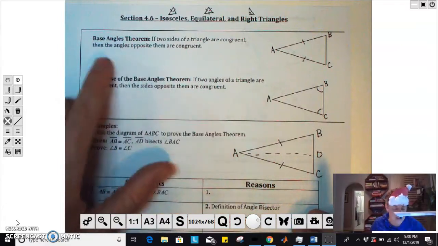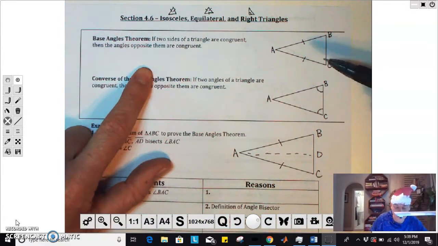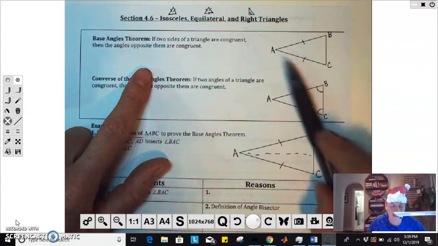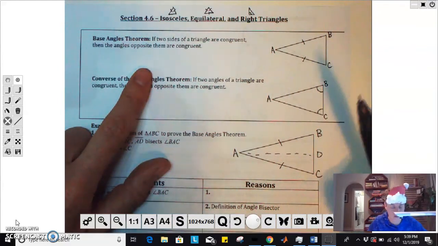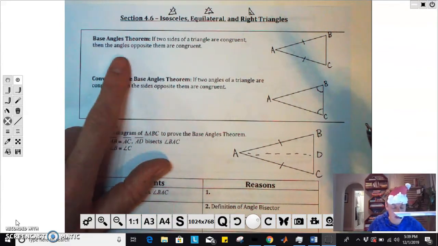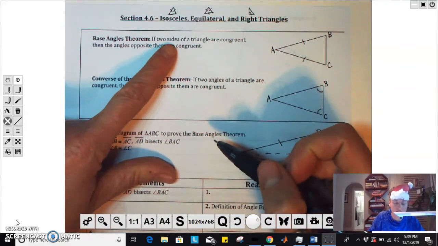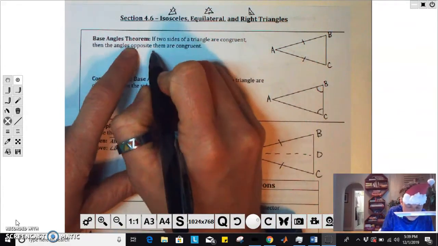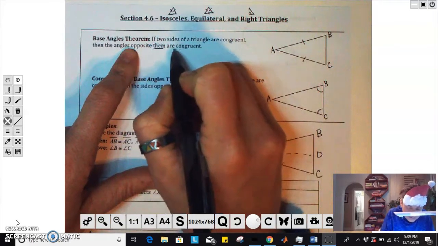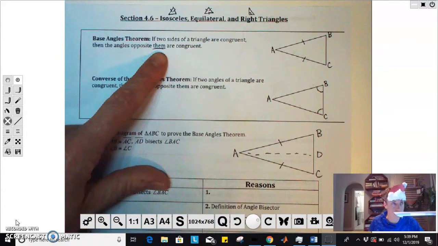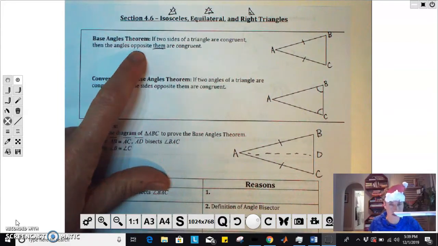We got this base angles theorem says that if two sides of a triangle are congruent, like in this picture over here, AB is congruent to AC, how do we know it's got the same number of hash marks? Yes. Then the angles opposite them, who's that them talking about? Well, it's talking about the two sides of the triangle that are congruent. There's a name for that word referring to previous words. What is that word, I wonder?